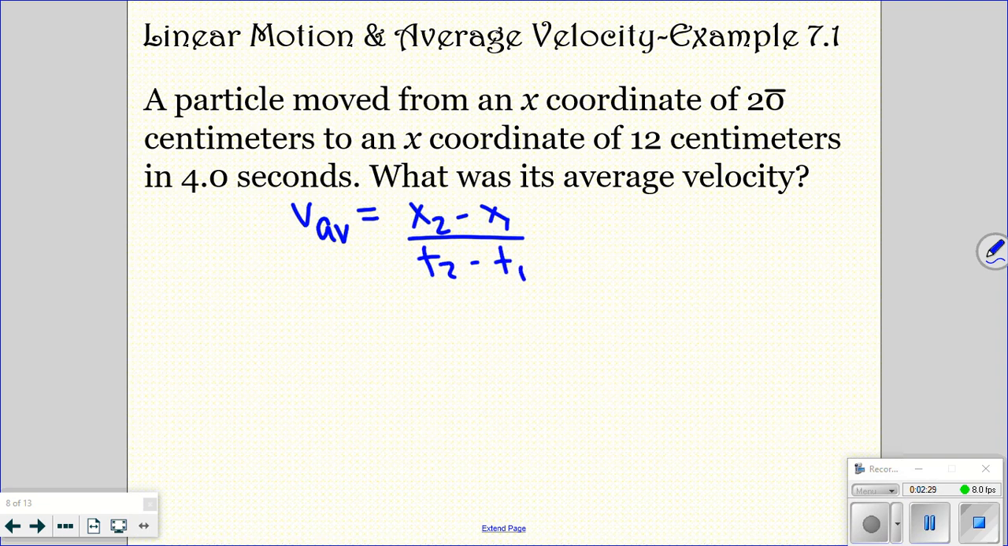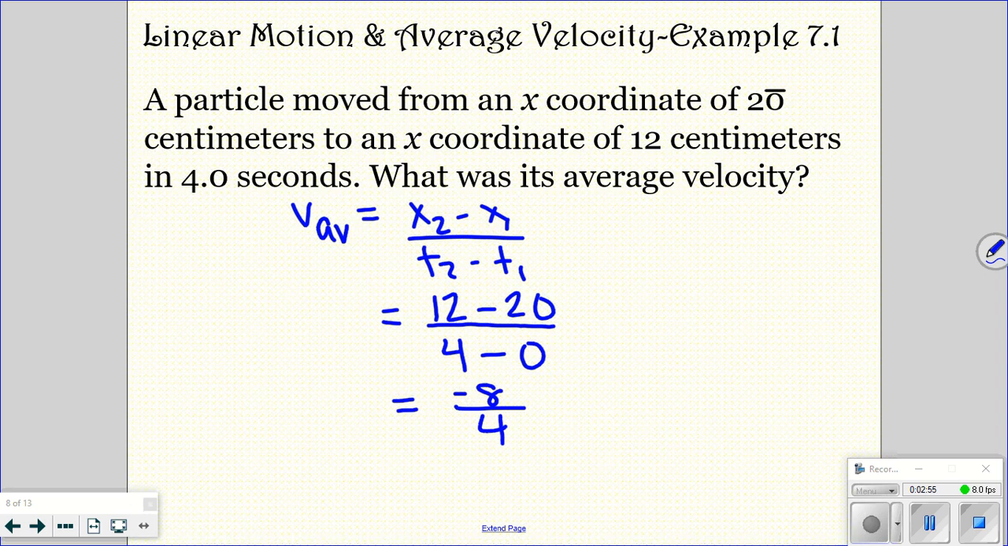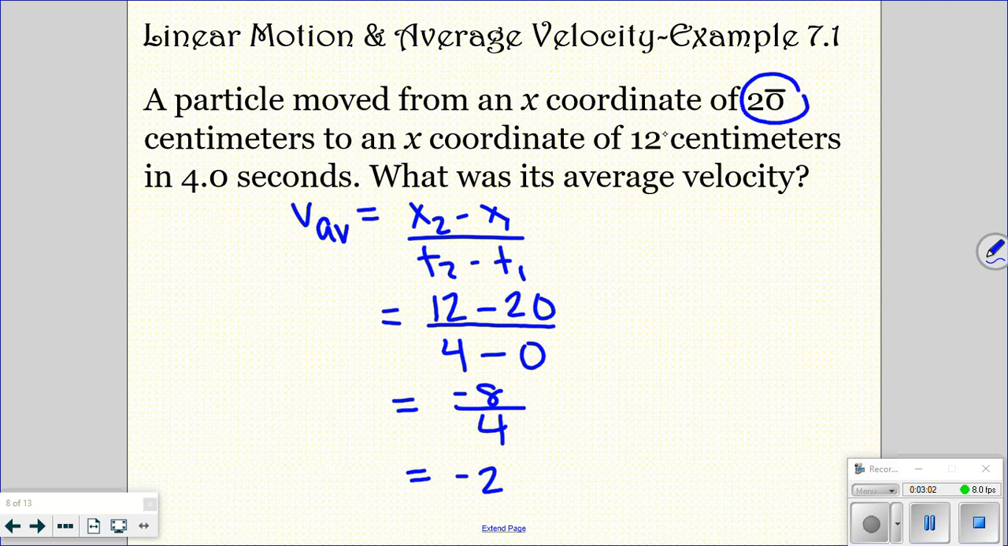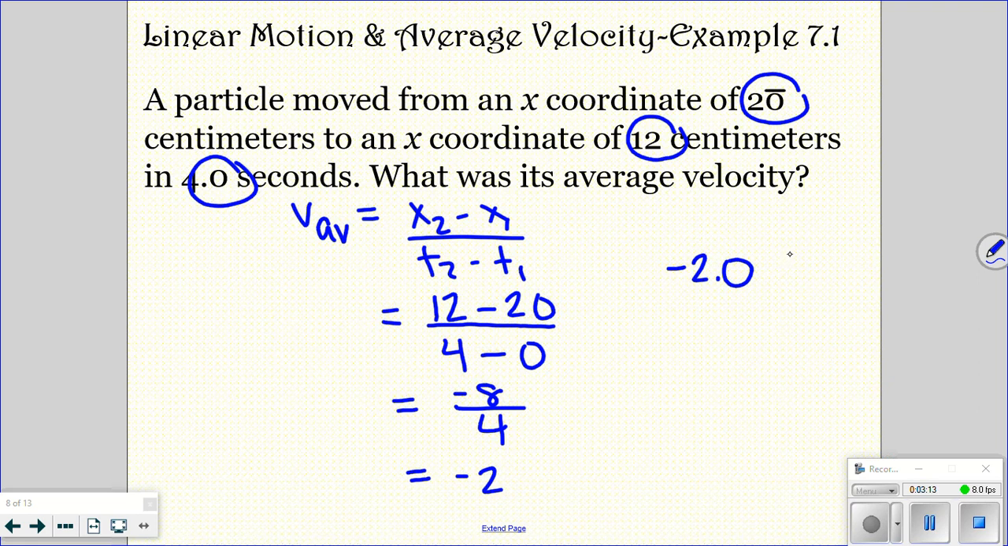It says a particle moved from an x-coordinate of 20 to an x-coordinate of 12 in 4 seconds. What was its average velocity? So where did it end? It ended at 12, and it started at 20. And then it says in 4 seconds, so T2 is 4, and T1 is 0. So 12 minus 20 is negative 8, 4 minus 0 is 4, so if you divide, you get negative 2. Now we need to go back. This has 2 sig figs, this has 2 sig figs, and this has 2 sig figs, so our answer should have 2. So negative 2.0, and then units on velocity. Distance was centimeters per time, which was in seconds. So that would be your answer there.